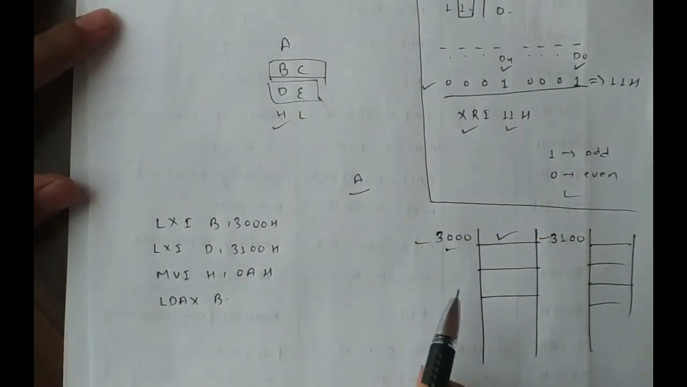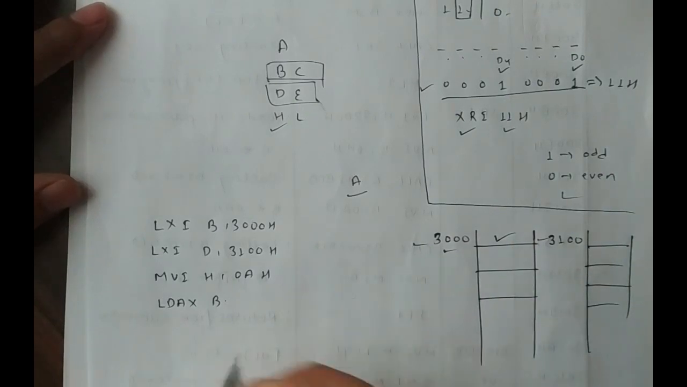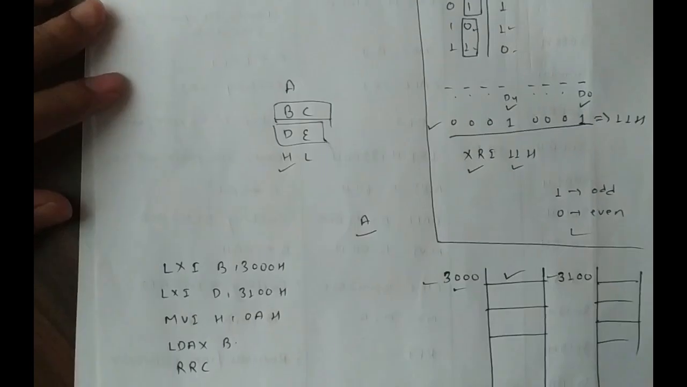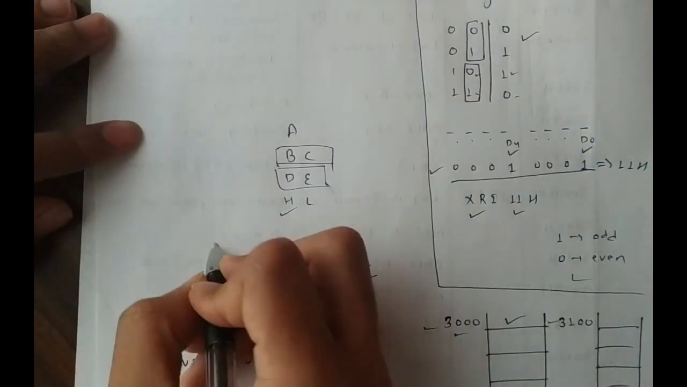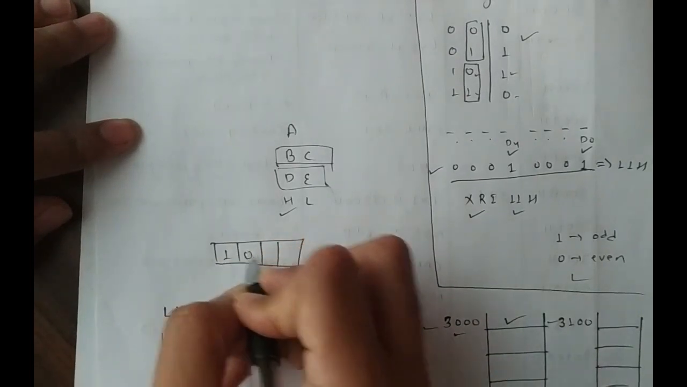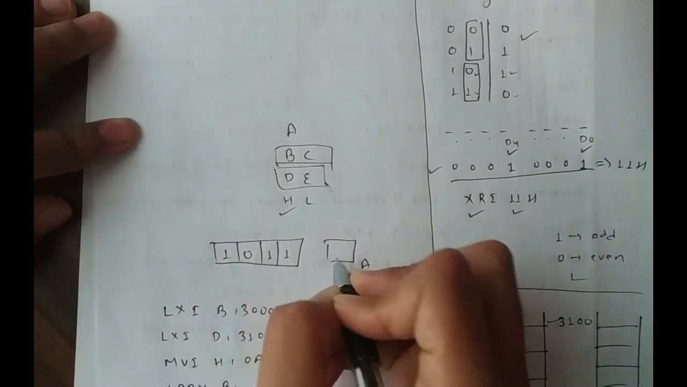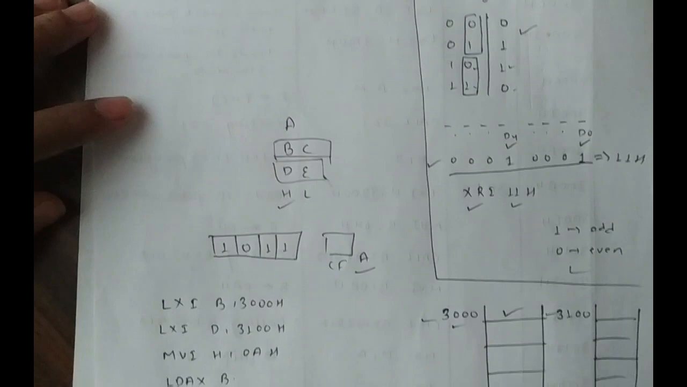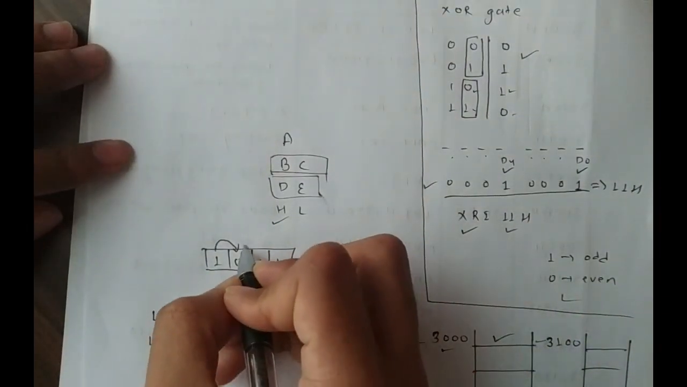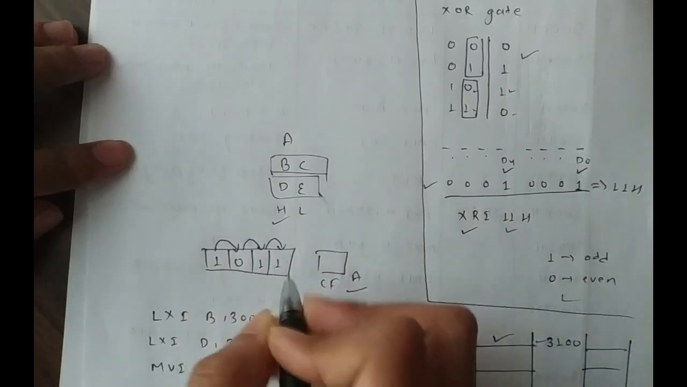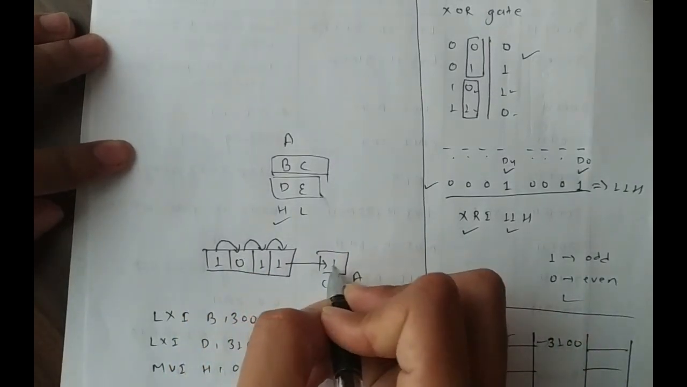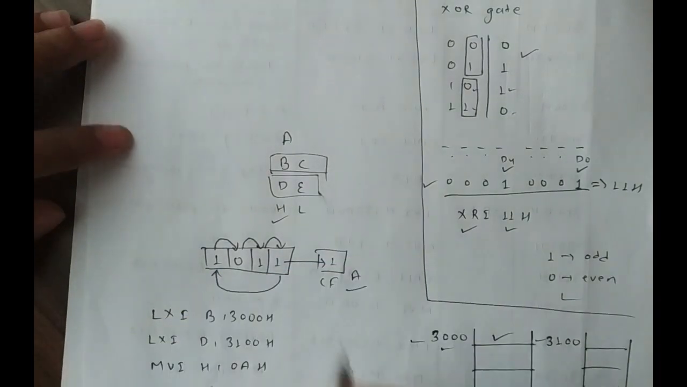Now we have to check. At first, we have to check whether the number is odd or even. For that, we have the instruction RRC. Let us know more about the RRC. Suppose this is 1011 and this is the carry flag. What RRC does is it moves the number 1 bit to the next location, and then the last bit will move to the carry. So 1 will come here and this will come to this.